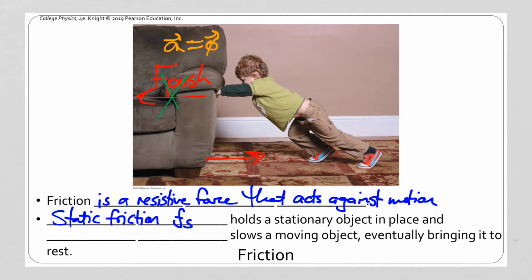If we have an object that's already in motion, then we have kinetic friction acting on that object. Kinetic means in motion, right? It's the same root as kinematics, which is our study of motion we've been doing up to this point. The same scripted F for friction, and I have a subscript K for kinetic friction acting on a moving object. The kinetic friction is what slows down a moving object and brings it to a halt.